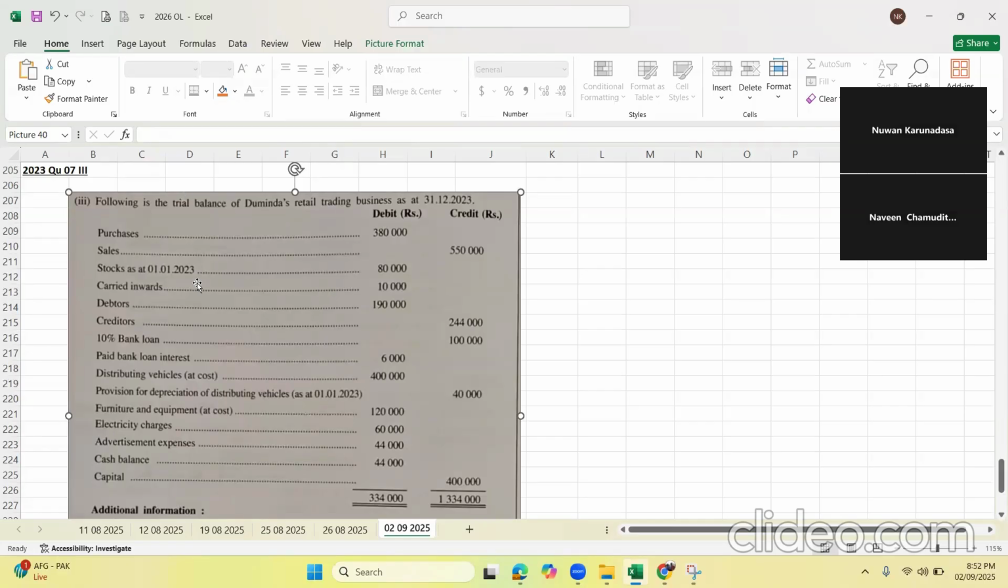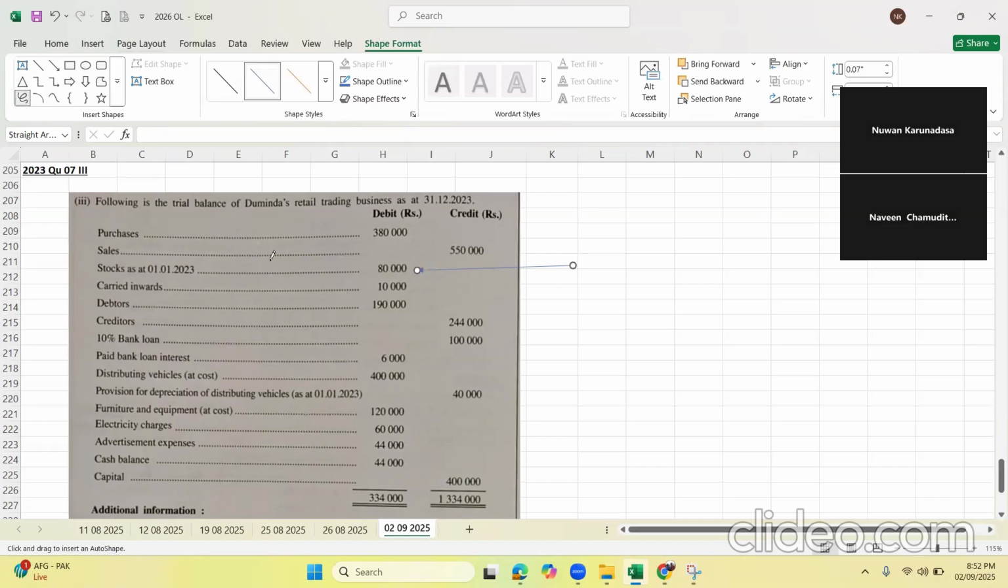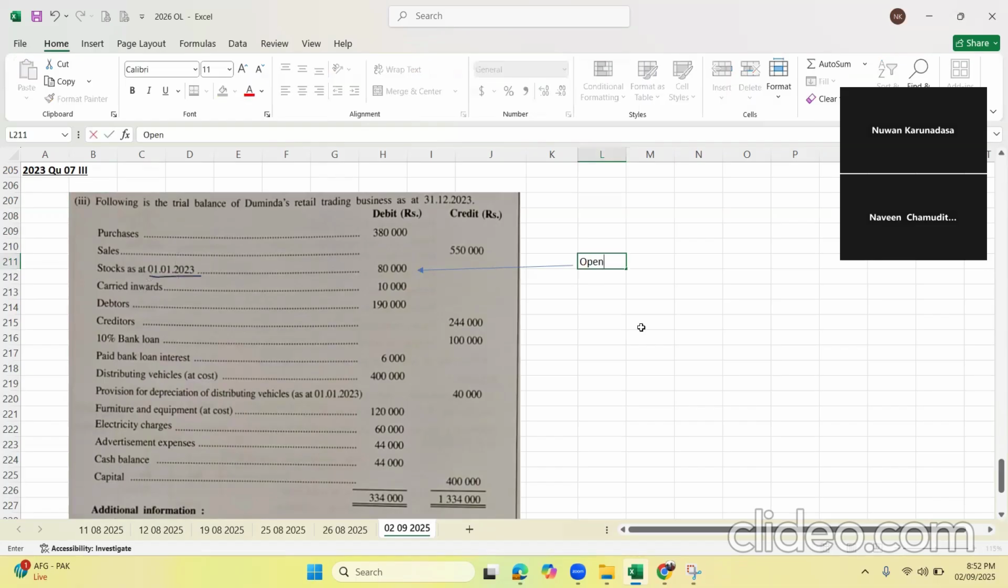Following is the trial balance of Duminder's retail trading business as of 31st December 2023. They have given you a trial balance. Then what are the things? Purchases, it's an expense. Sales, income. Stock as at 1st Jan 2023 means opening stock. Then carriage inwards.